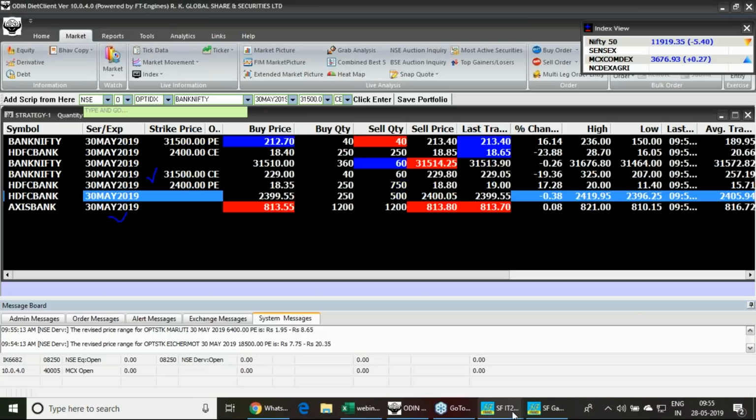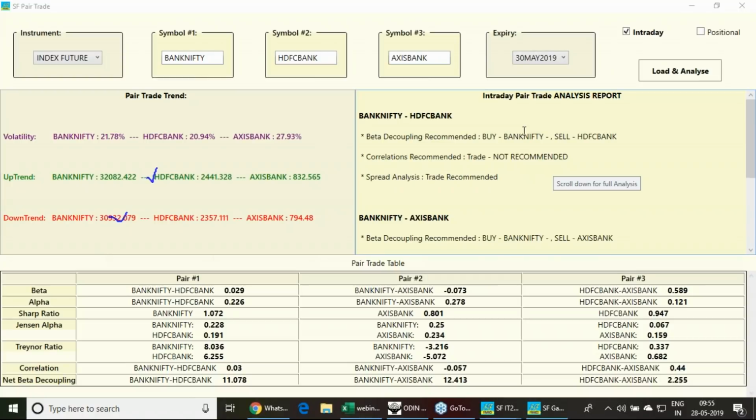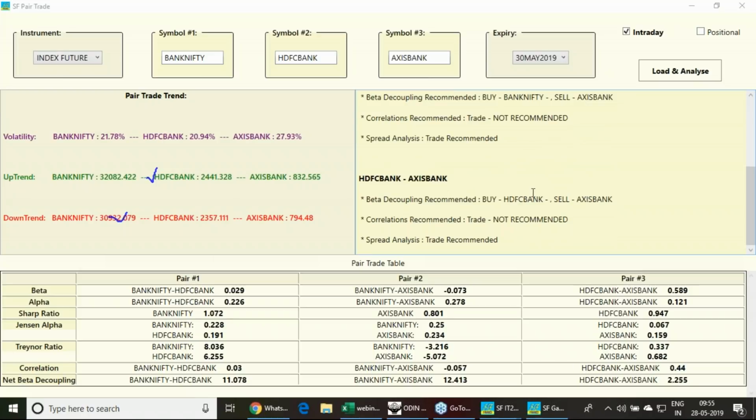As I told you, you are very lucky that today all these 3 pairs are giving you expansion. Beta is expanding, so you are getting a chance to enter the trade. Here too, correlation is not supportive, so hedging is highly recommended. So you are hedging here.